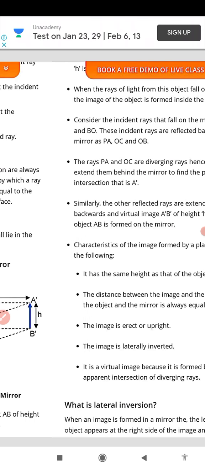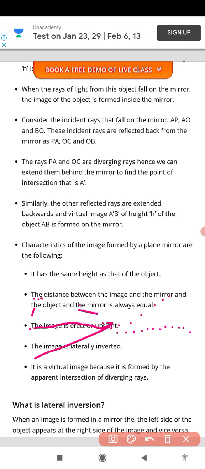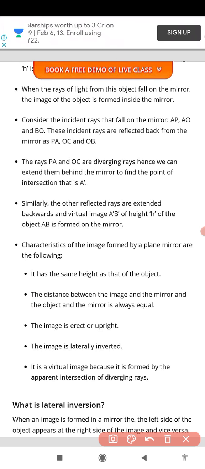Okay, so students, now come to next. These are the descriptions about the image formation, and the characteristics of the image formed by a plane mirror are the following. It is at the same height as that of the object. This is important. The distance between the image and the mirror and the object and the mirror is always equal. So equal distance will be there.